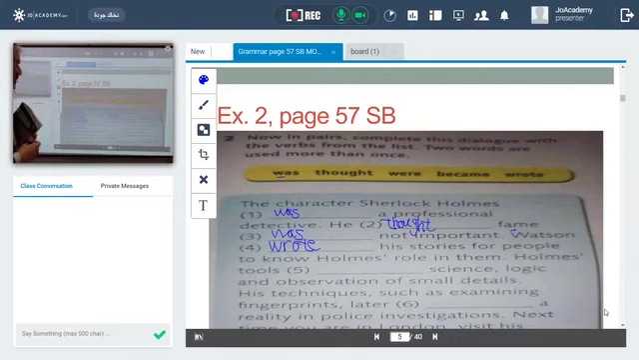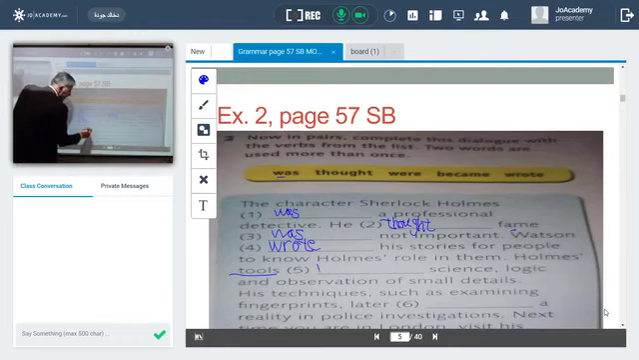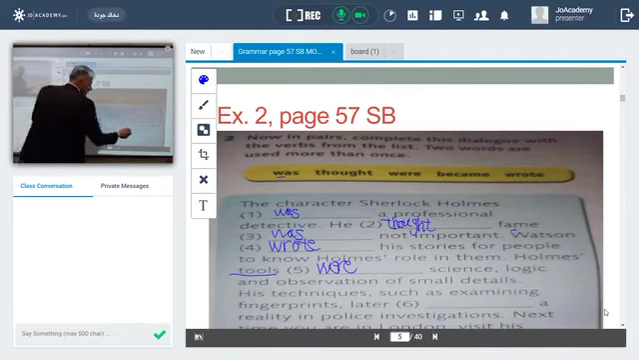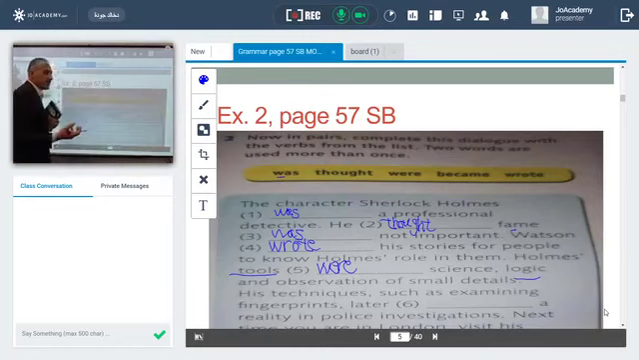Holmes' tools. Here we have the word tools. Do you know what's the meaning of tools? Tools means things. Okay? أشياء, أدوات. So, tools is plural. Holmes' tools were, because we talk about plural, so tools were science, logic, and observation. In the last time we talked about logic, and we said logic means منطق, المنطق. Logic and observation of small details.